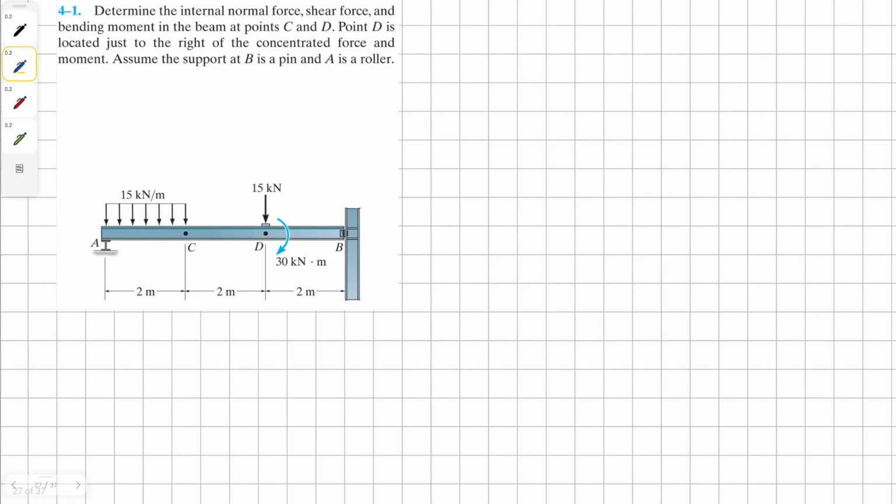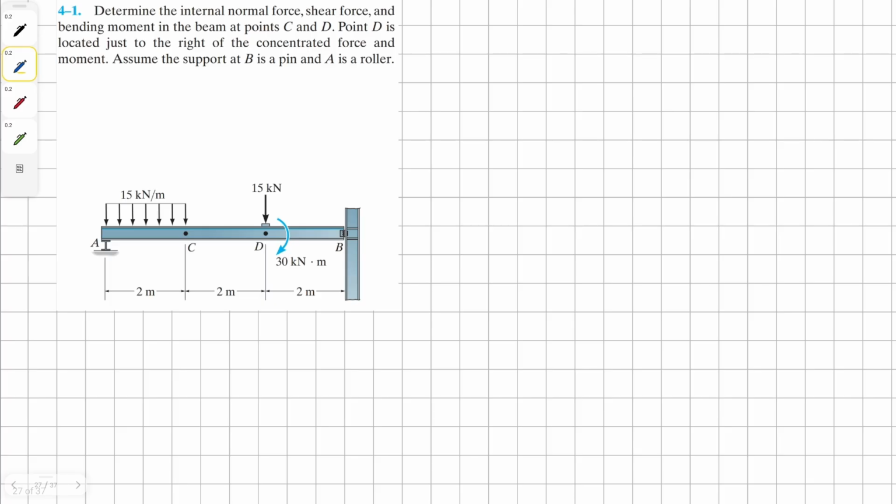Determine the internal normal force, shear force, and bending moments in the beam at points C and D. Point D is located just right off the concentrated force and moment. Assume the support at B is a pin and A is a roller.